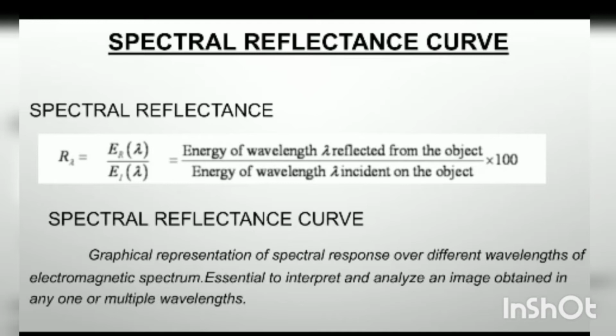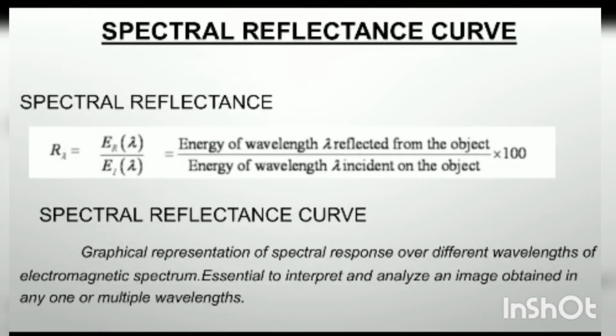The spectral reflectance of vegetation is different from the spectral reflectance of water. The difference in reflectance makes it possible to identify different earth surface features or materials by analyzing their spectral reflectance curves.